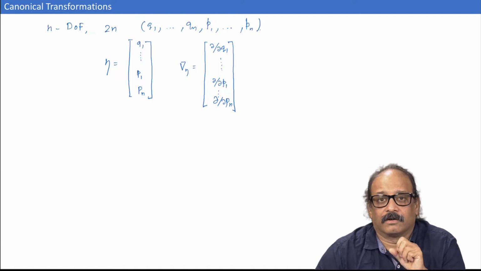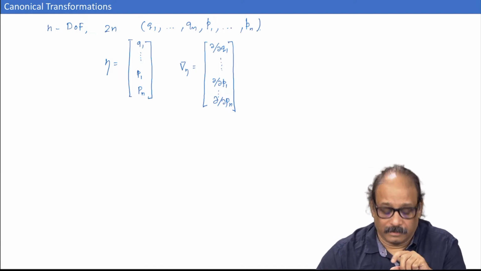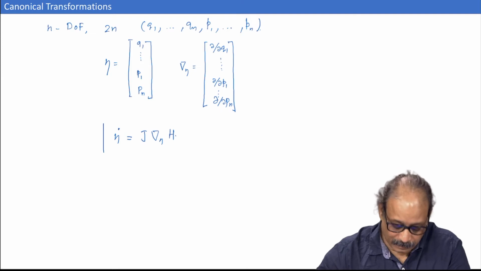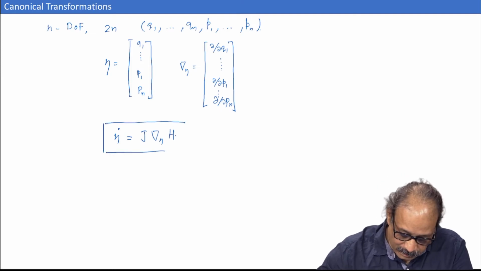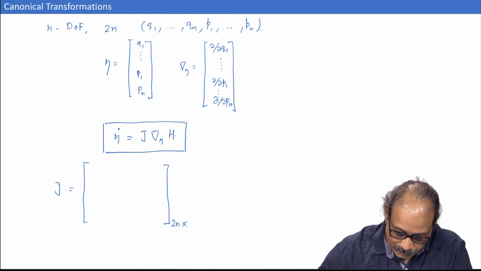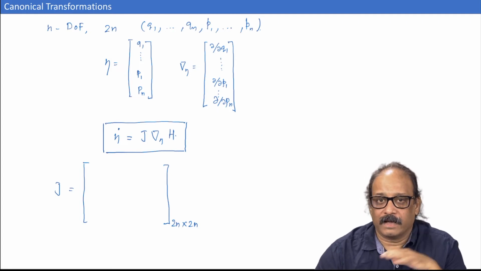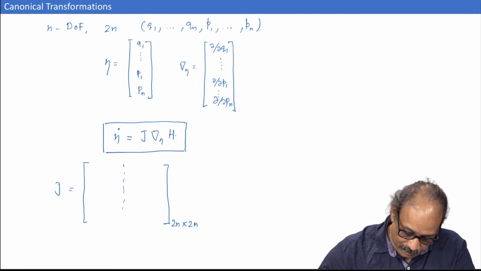The interesting thing is, of course, the structure of the J matrix. So, here also the equation will turn out to be eta dot equal to J del H, and the structure of J matrix will be something like this. J matrix now of course is a 2n by 2n matrix, and in this 2n by 2n matrix I will divide this into 4 blocks of n by n matrices.